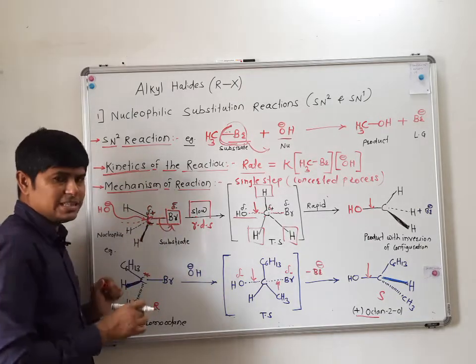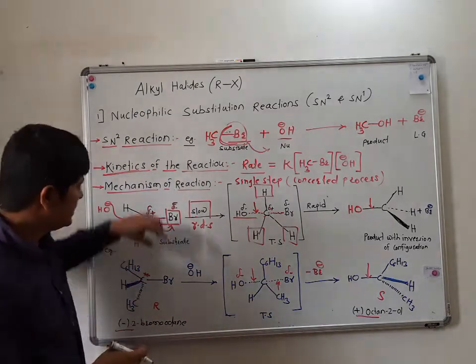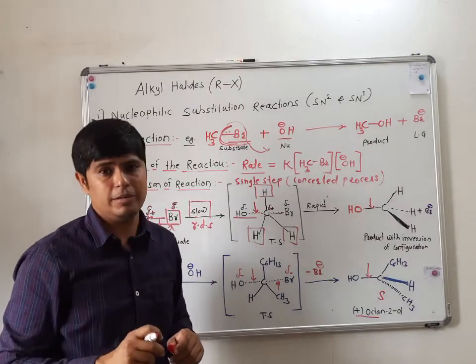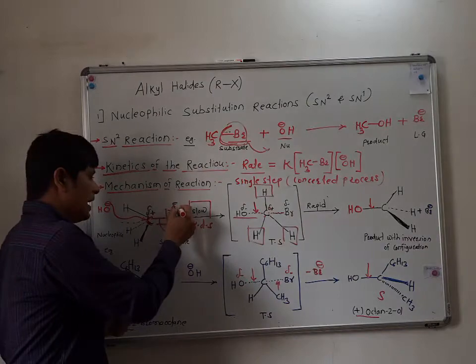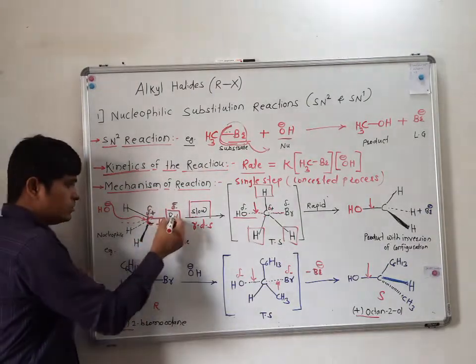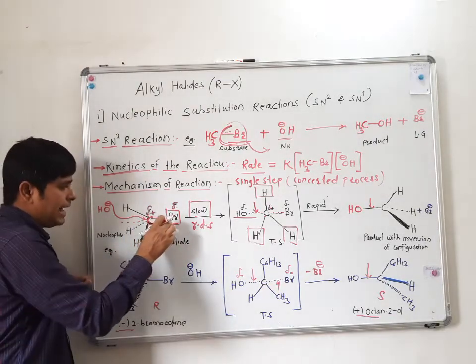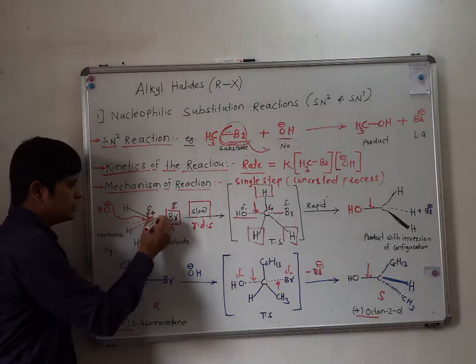Why these charges? Why are these atoms having charges? Because carbon and bromine are different in electronegativity. Bromine is more electronegative than carbon, hence it will have delta negative charge and carbon will have delta positive charge. So delta negative means what? Bromine is electronegative means what? It has the ability to attract this bonding pair towards itself.